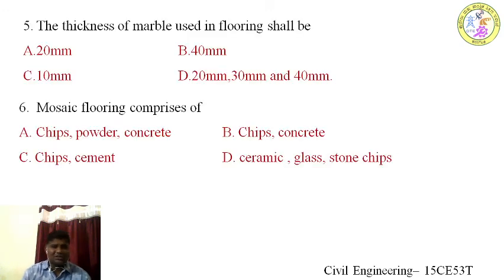So sixth question, mosaic floor is produced from these three materials. The right answer is option D, ceramics, glasses and stone chips, which are fused together and pressed at a hydraulic pressure of 140 kg per square centimeter.